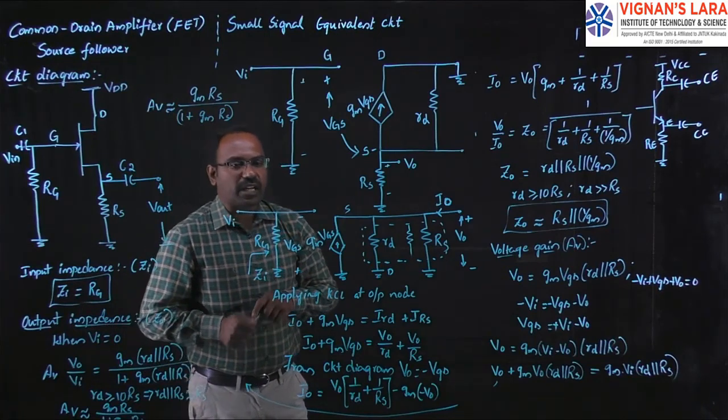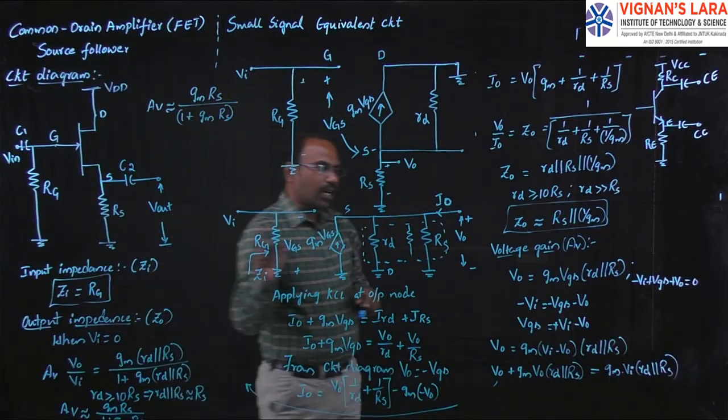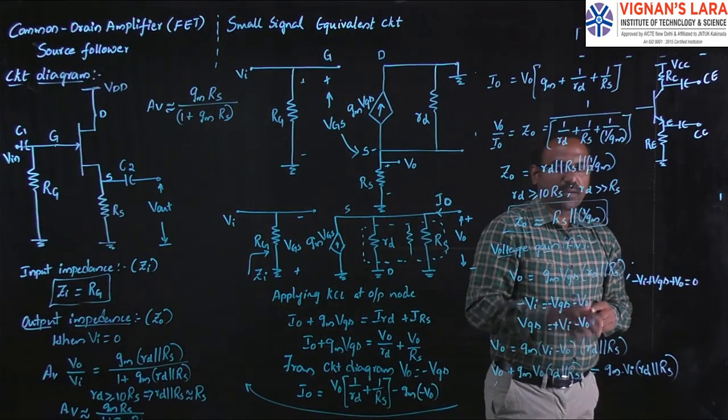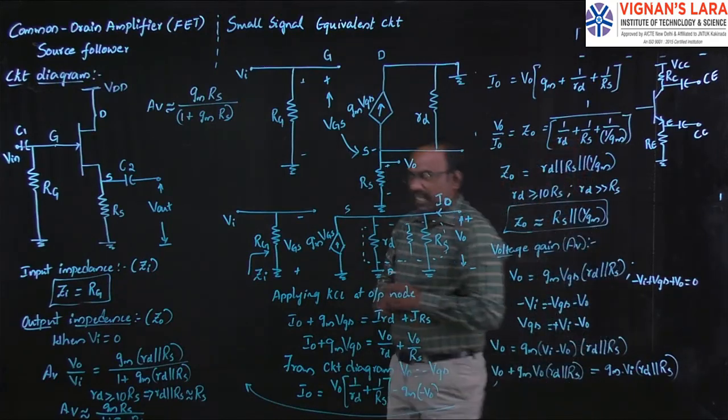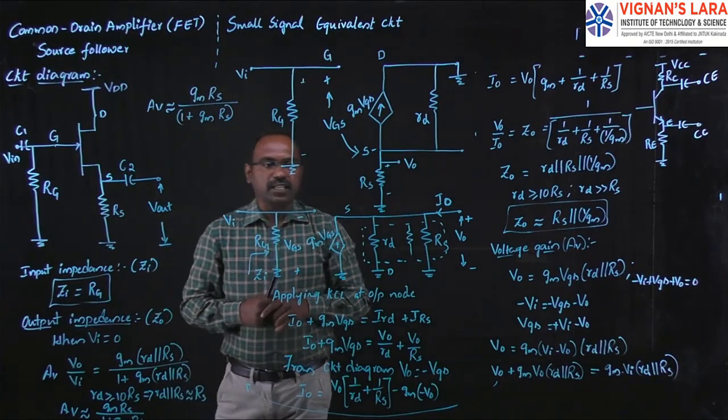So now we have derived the input impedance which is equal to Rg, the output impedance which is equal to Rs parallel with 1 by gm, and the voltage gain which is equal to gm Rs by 1 plus gm into Rs.